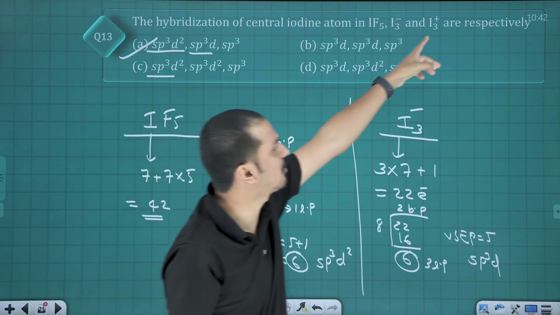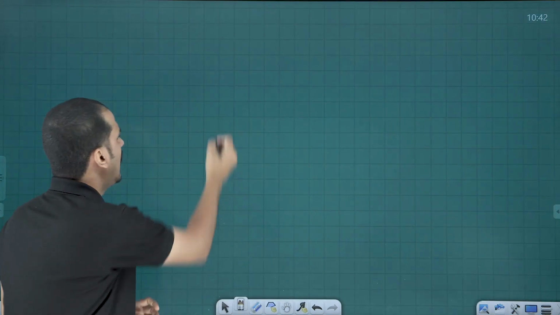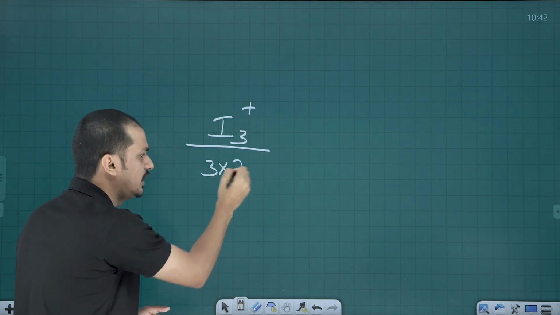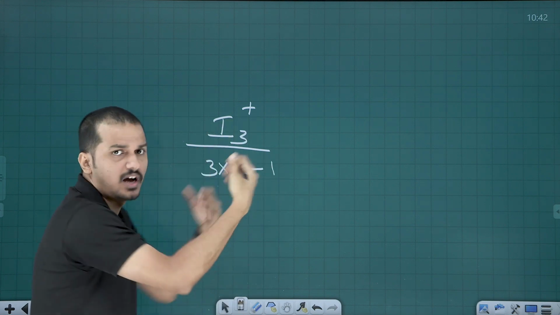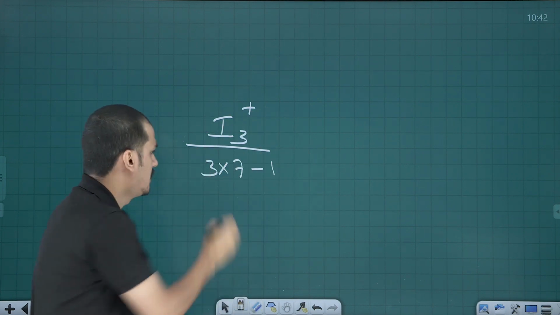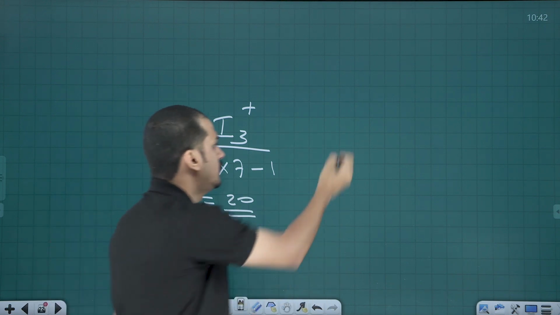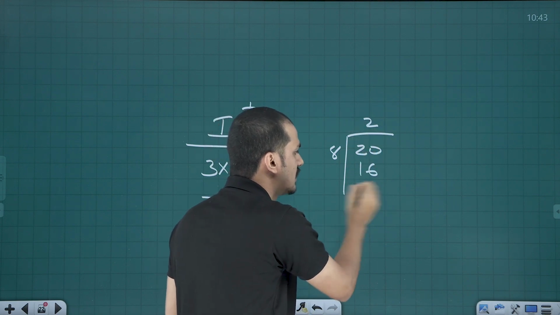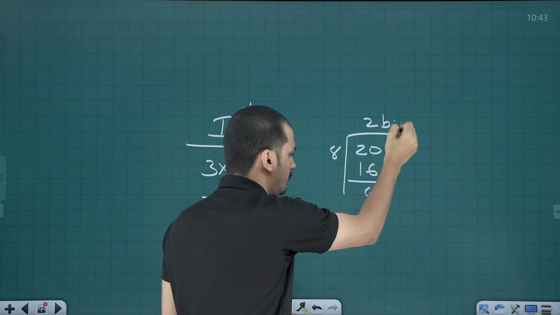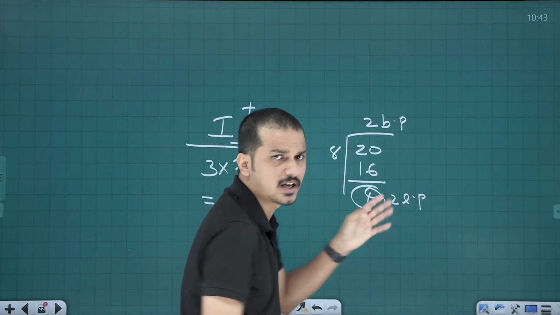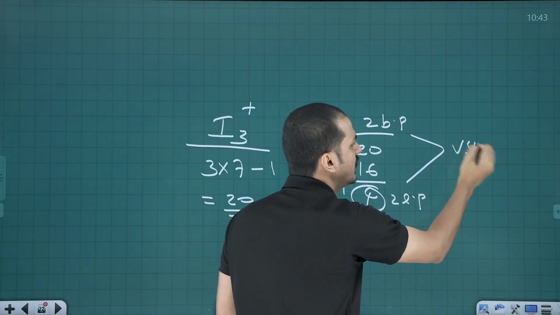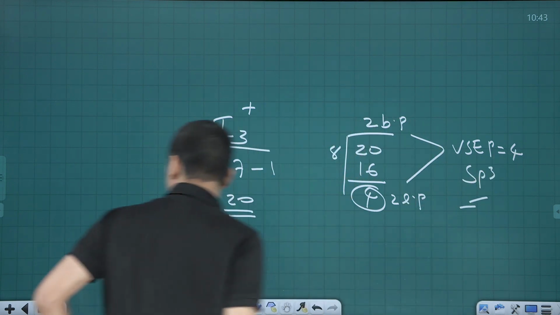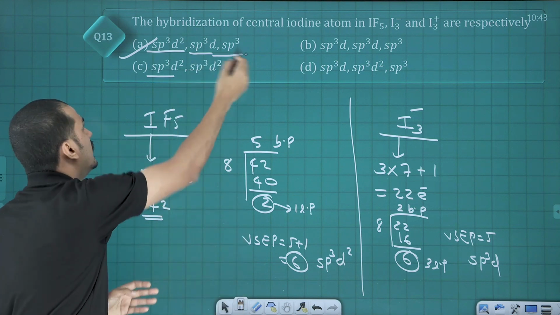And if you want, you can calculate I3 plus also, just for confirmation. I3 plus means 3 iodine are there. Iodine valence electron is 7. So 3 into 7, and plus 1 means 1 electron I have to subtract. 1 electron gone, that's all it means. So that means 20 valence electrons are there. 20 divided by 8, how much will it come? 2 8s are 16. Remainder is 4. So 2 bond pair, 2 lone pair. So total VSEPR is equal to 4 because 2 plus 2 is 4. So hybridization is what? sp3. Yes, whatever we did is correct. Answer is option A.